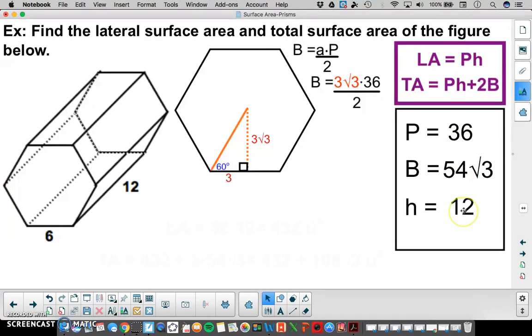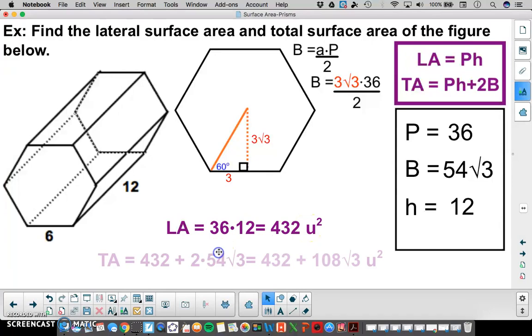Now I have to plug those values in to lateral area and total area. Lateral area is P times H, so that's 36 times 12, which is 432 square units. Now for the total area, I take my 432 from the lateral area and add it to 2 times 54 root 3. 54 root 3 was big B. 2 times 54 is 108, so that's 432 plus 108 root 3 square units. We do not combine like terms. This whole thing is my answer. 432 plus 108 root 3.